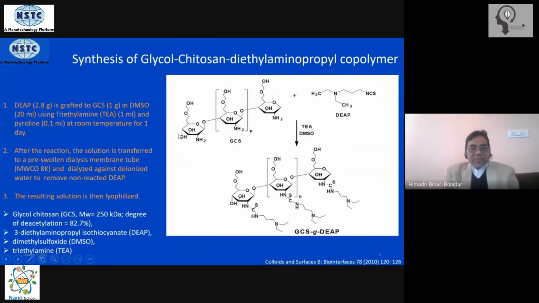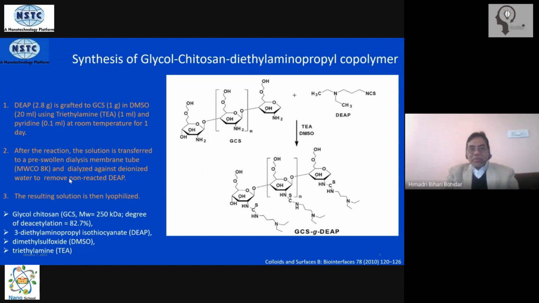This is the stepwise procedure that is mentioned here. DEAP, taken in a certain gram, is grafted to GC. This is Glycol Chitosan polymer, which is available commercially, and DEAP is a chemical available commercially. These are mixed in DMSO in a certain concentration, and triethylamine is used as the binder, and pyridine is also used to enhance or catalyze this reaction. And all these things are done at room temperature.